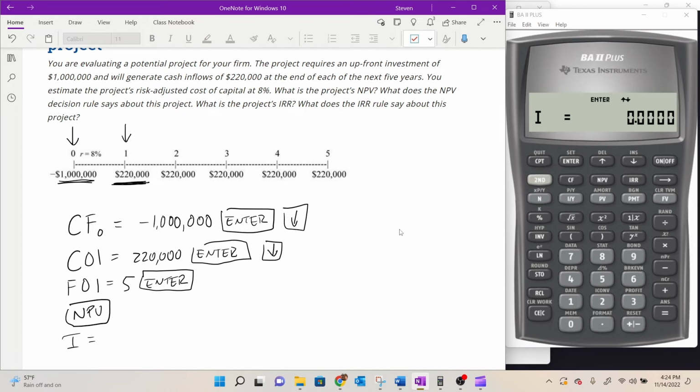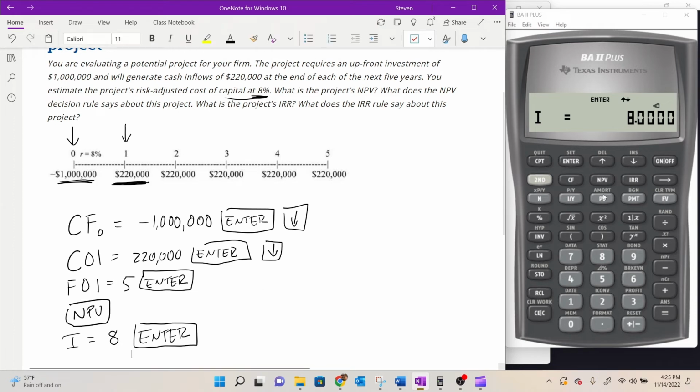So it needs a discount rate to find the present value. Now, what we use to calculate the present value for net present value calculations is what we call the risk-adjusted cost of capital. In this case, that's 8%. And just like your I over Y key, the I function is expecting a percentage here. So we put it in as a whole number and not a decimal. So when I type in 8 and press the Enter key to store it, it records 8 on I, and it knows that that is 8%. So we do not have to enter it as a decimal in this function, just like the I over Y key.